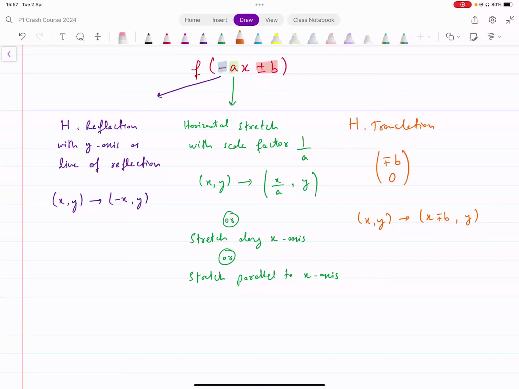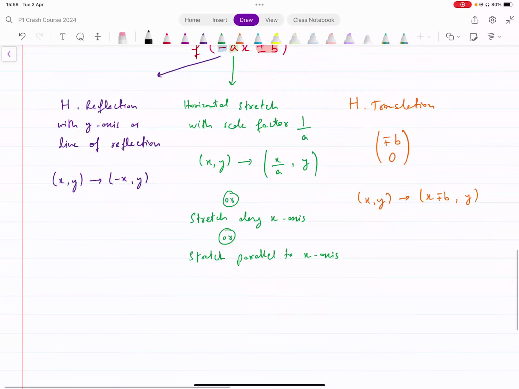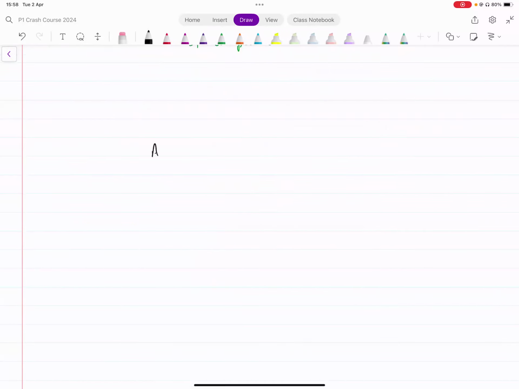All right, good. So that's what happens when we do transformations. You have some vertical transformations, some horizontal transformations. This is what you need to remember now. Whenever you have something being added or subtracted, what does that mean? That's a translation.